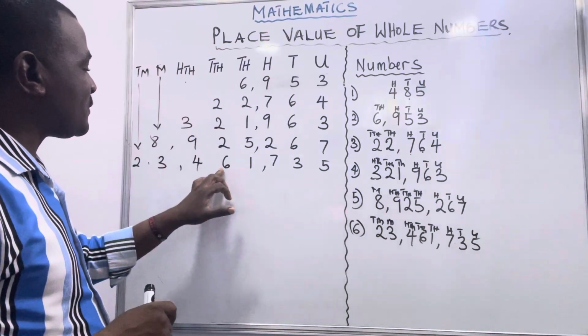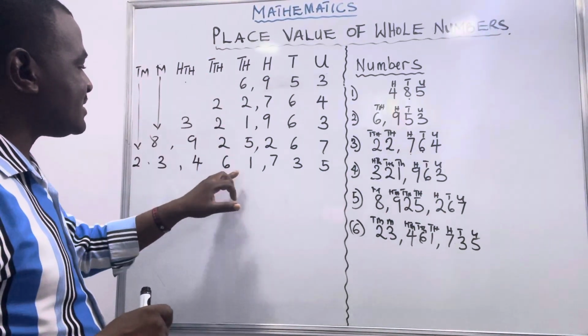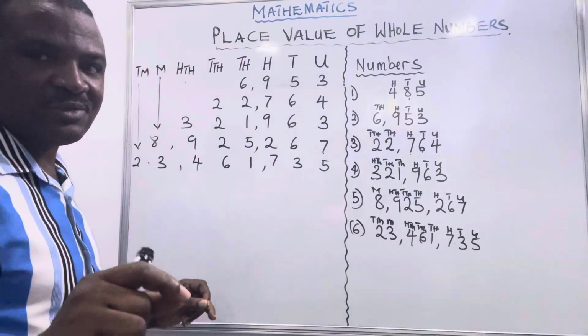When I say what is the place value of 6, you will tell me is what? 60,000. How do you know? Hold on, you will see now.